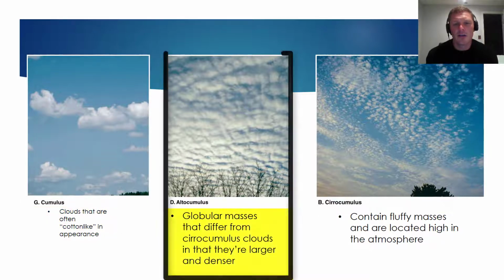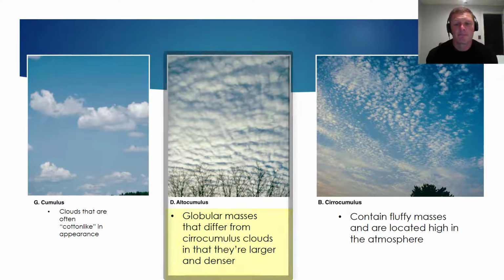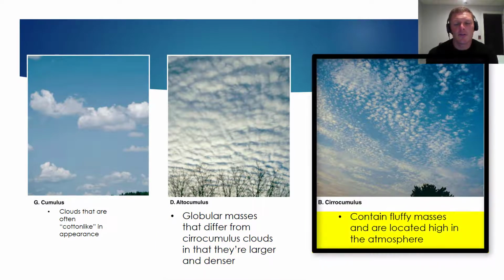Now the altocumulus clouds will be the middle height cumulus clouds. Altocumulus clouds are globular masses that differ from cirrocumulus clouds in that they're larger and denser. And then if we take a look at the picture showing cirrocumulus clouds, these are fluffy masses located high up in our atmosphere.